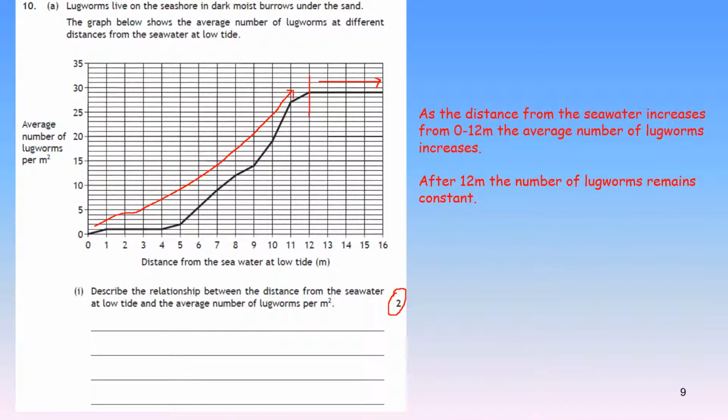So as the distance from the seawater increases from 0 to 12 metres, the average number of lugworms increases. After 12 metres, the number of lugworms remains constant. So again, 1 mark for describing the general trend, another mark for correctly identifying the change point that is occurring.